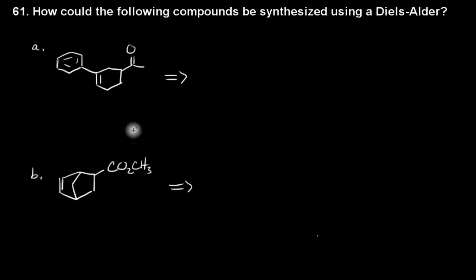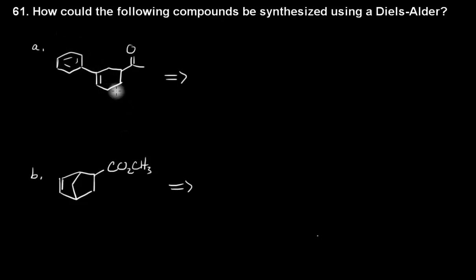Okay, so question 61: how could the following compounds be synthesized using a Diels-Alder? There are a couple different sub-questions for this. I'm just going to do the first couple and go from there. Sub-question A is actually trying to trick you a bit.